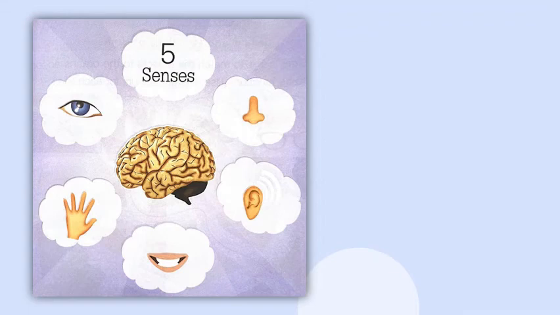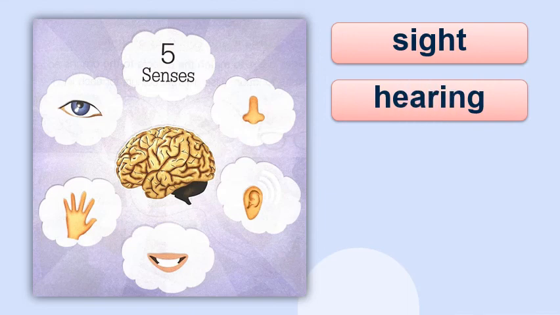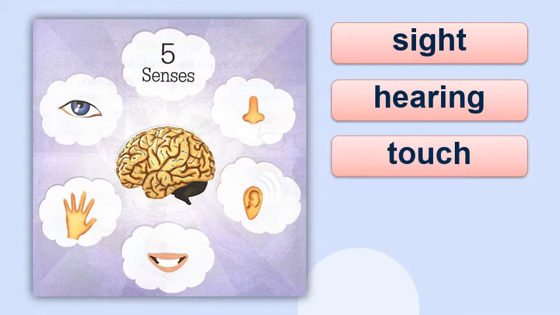Let's talk about the 5 senses. Humans have 5 senses. These are the sense of sight. We use our eyes, right, to see. It's called sense of sight. We also have our sense of hearing. This is when we listen to something and we use our ears. Next, we have touch. Sense of touch. We use our hands to touch.